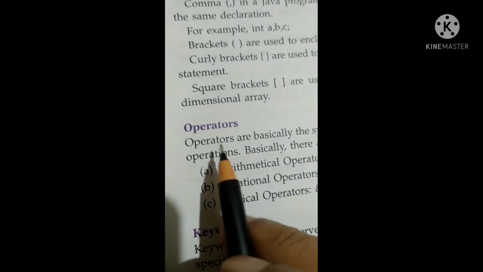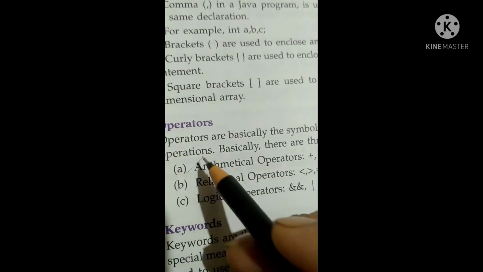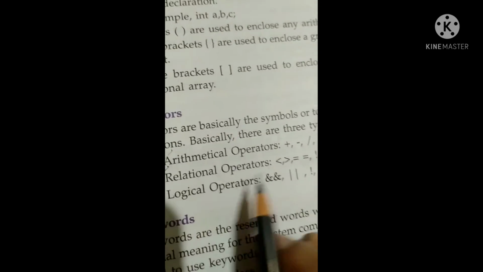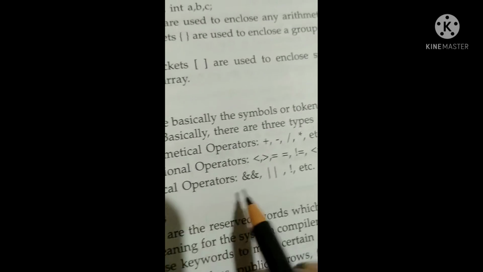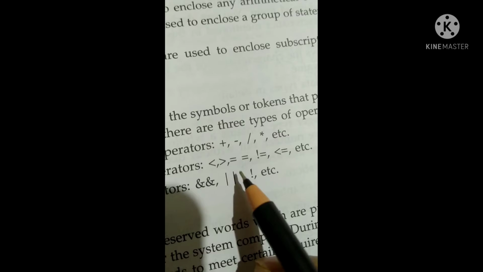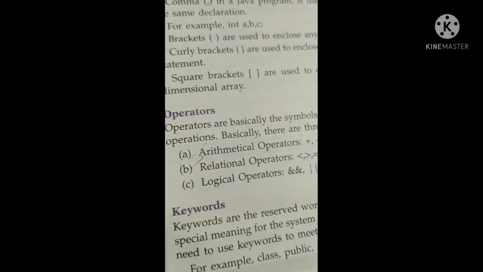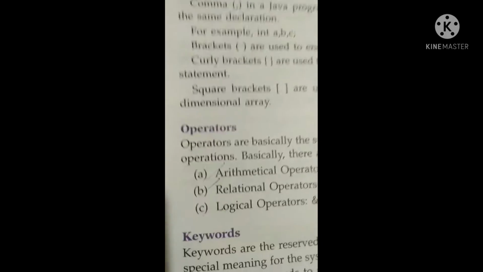Operators: we have three types of operators. We use arithmetical operators, relational operators, and logical operators. Arithmetical operators are plus, minus, divide, multiplication, etc. Relational operators are less than, greater than, equal to, not equal to, less than or equal to, greater than or equal to. Logical operators are and, or, not. We will use all these three types in programming when we write programs.